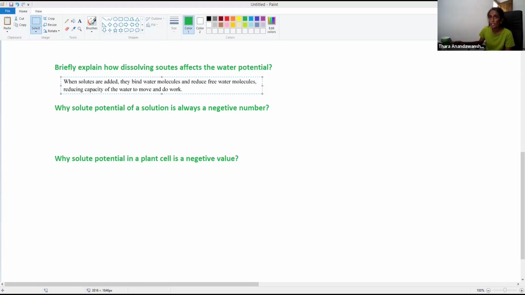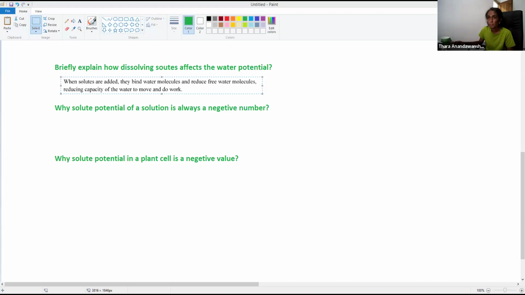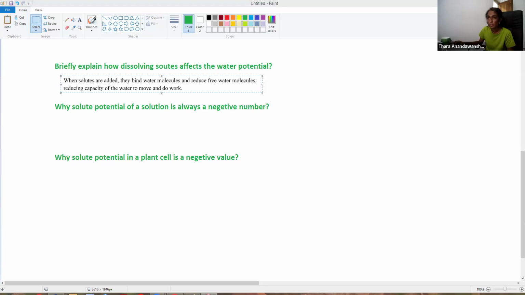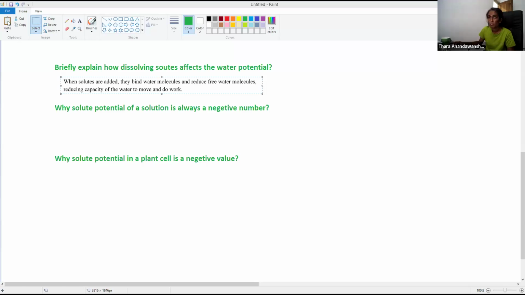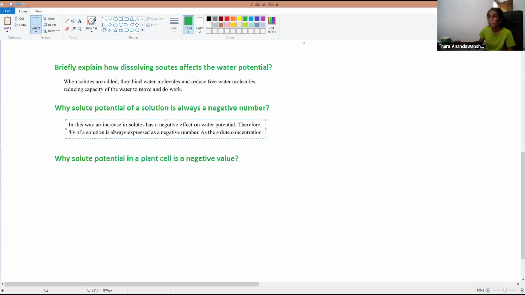That's why the solute substances are reducing solute potential, that is becoming a negative value there. So this is the answer here. Right, so here is the answer. Without this part, you can get the answer from here. Okay.